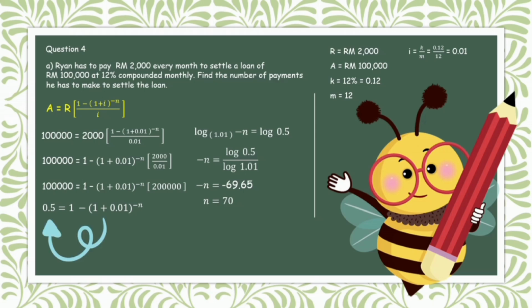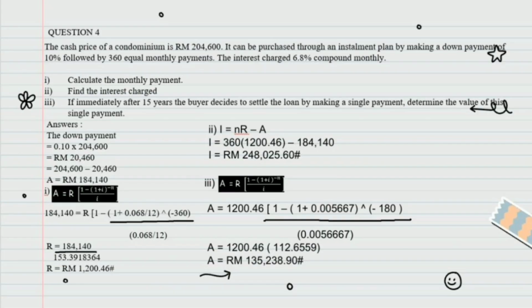Then you need to change the position to find n. Next, log (1.01) to the power of negative n equals log 0.5. Next, negative n equals log 0.5 over log 1.01. Next, negative n equals negative 69.65. And the answer for n is 70.